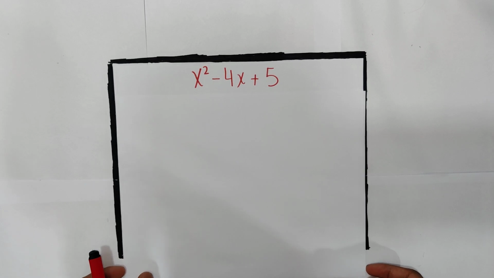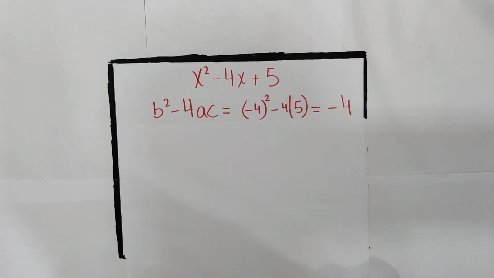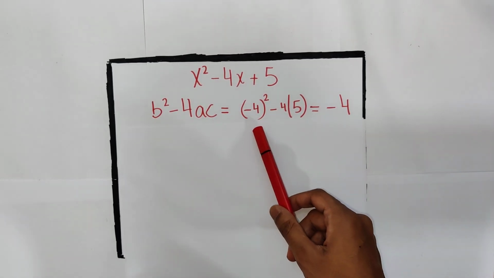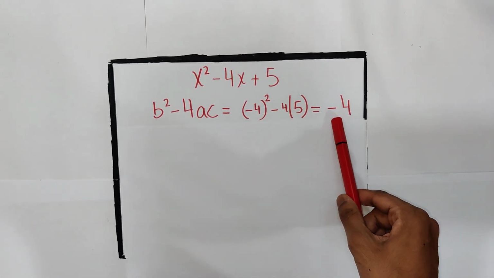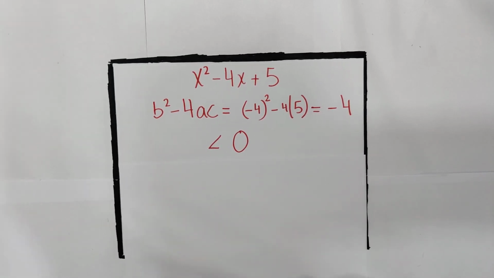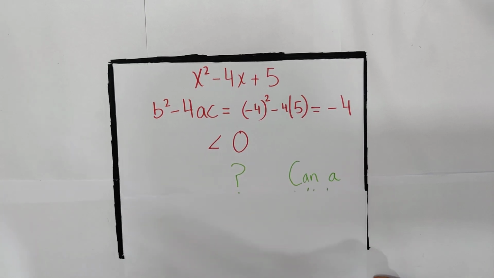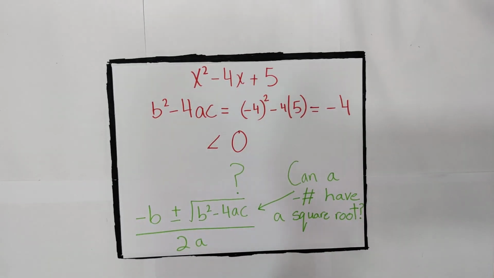Well, we would use its discriminant, which is b squared minus 4ac, which in this case, minus 4 squared minus 4 by 5 ends up being minus 4. So we would say that because it's less than 0, there are no real roots. Why is that the case?